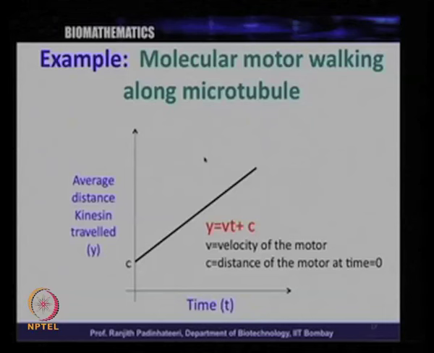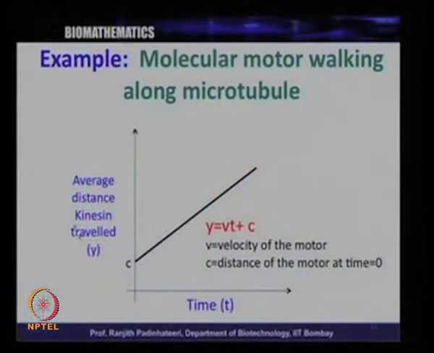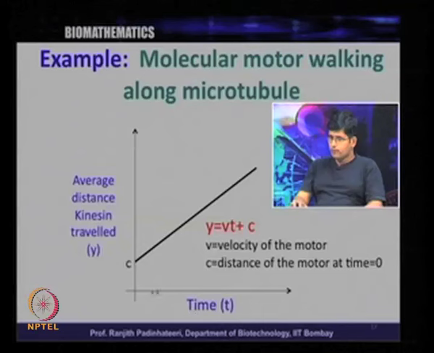So, the motor will be walking from one end to the other end of the microtubule. If we plot the distance from the center to where the motor is traveling, in some cases you will get a straight line on average. The average distance a motor traveled from the center, if you plot with time, will essentially be a straight line. So, let us look at the graph. What is plotted on the y axis in the graph is the average distance the kinesin traveled from the center versus time, and you get a straight line.